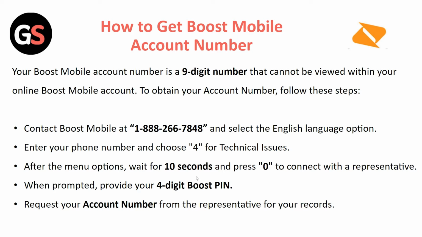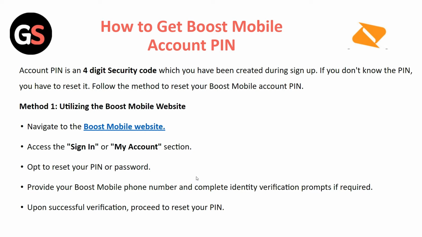So simply, you have to contact Boost Mobile at 1-888-266-7848 and then select the English language option. Enter your phone number and choose 4 for technical issue. After this, you have to wait for 10 seconds and press 0 to connect with the representative. Then when prompted, provide your 4-digit Boost PIN. After this, you have to request your account number from the representative for your record.